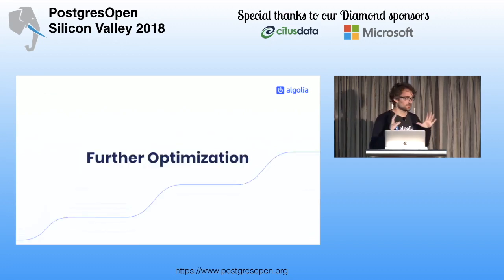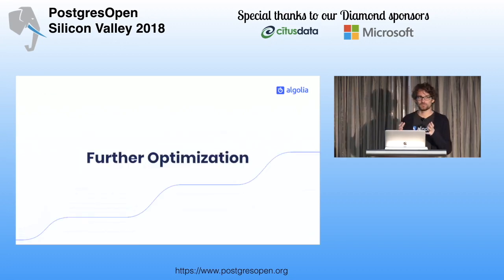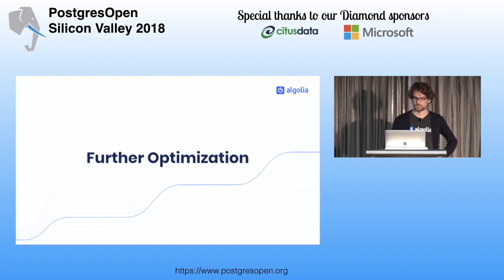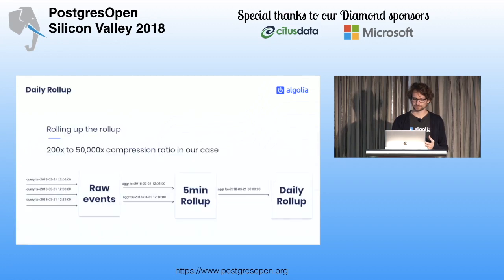All right, so I've shown the core of the system. This is pretty much everything we are doing. But there are actually more optimizations that we do, because even at the scale at which we operate, even by doing rollups on 5 minutes, at the end of the year, that's still a lot of data in the system. So there are a few more things that we do to optimize this system.